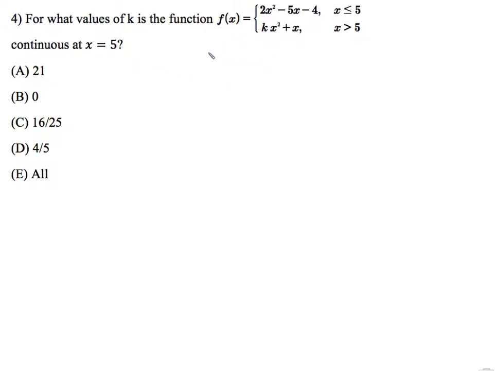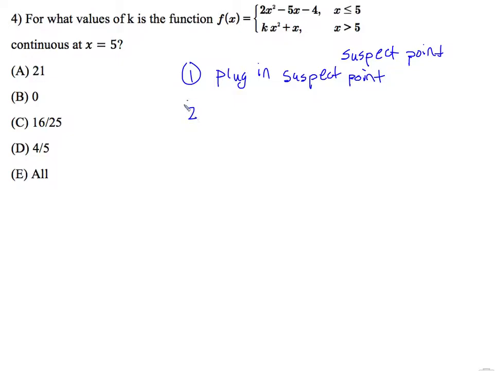Okay, what is the first thing I do? Immediately when I see this, I do what? Solve for the left-hand suspect point. Yes. So plug in, this is called the suspect point. Plug it in and set both sides equal to each other. So there are 2 steps here. Step 1, plug in suspect point. And step 2, set left equal to right. And I guess technically there's a step 3, solve.